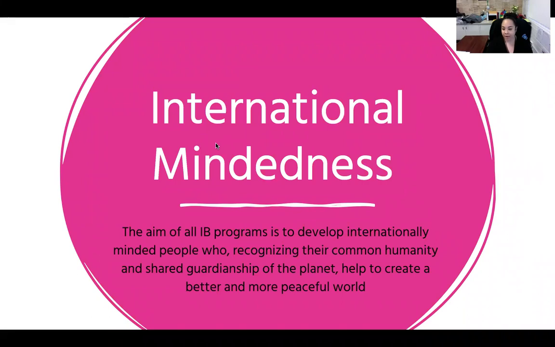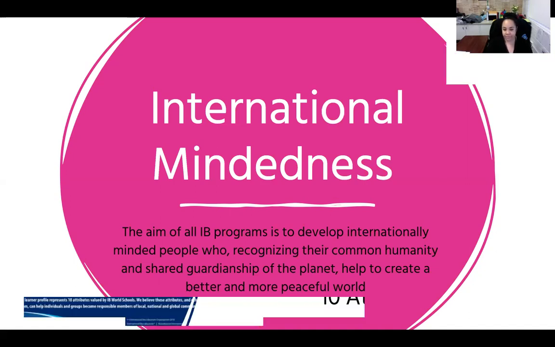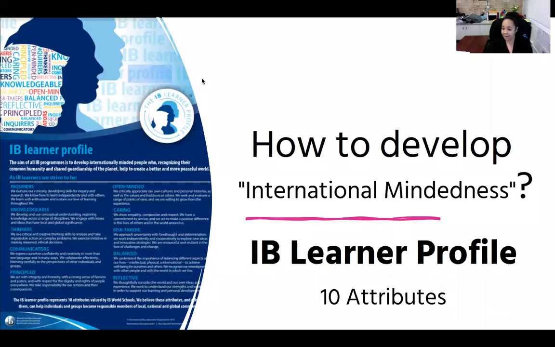So the aim of all IB programs, including our primary years program, is to develop internationally minded students who recognize their common humanity and shared guardianship of the planet and help to create a better and more peaceful world. So how do we do that? How do we develop international mindedness? As an IB PYP candidate school, Pendleton School plans to help students to develop international mindedness through implementing 10 learner profile attributes. And we're going to do this through the entire learning community space. But first, let's find out about our learner profile attributes and what they are.